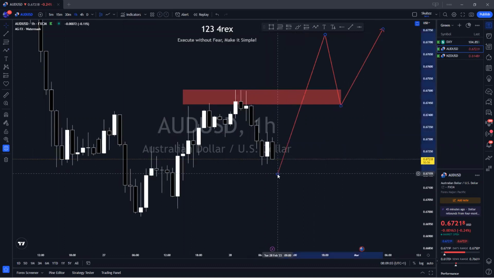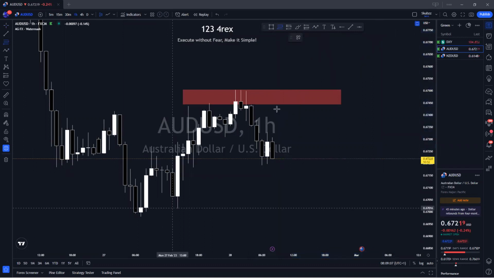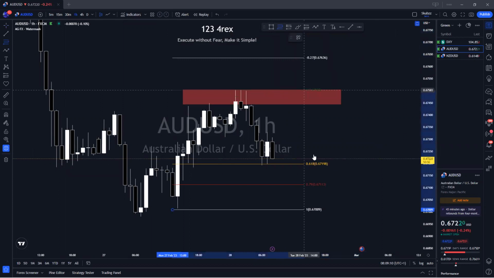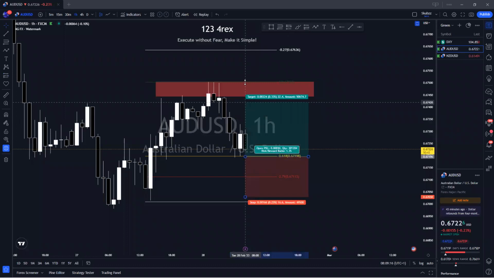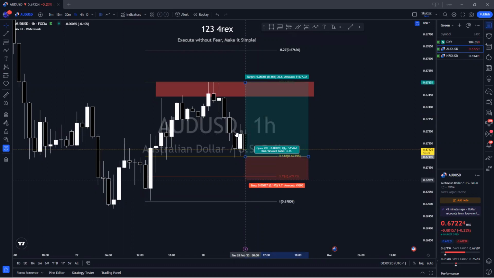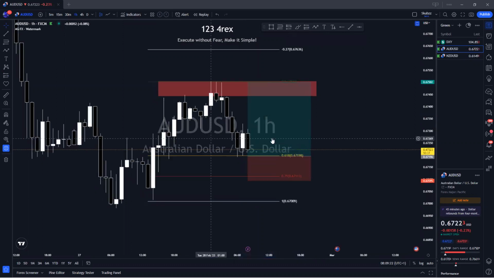But then there's another thing I'm having in mind. This one is a little bit crazy. Let me drop my fib from here to here. This price coming back to the 0.618, we can just decide to take buys back at the 0.618, and then we use our fib to be on the safer side.